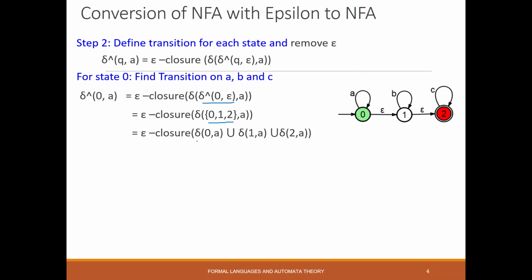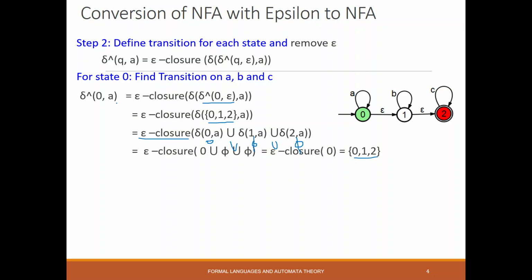In the given diagram, for delta of 0 comma a, is there any transition from 0 using input a? Yes, it goes to 0, so the answer is 0. For 1 comma a, there is no transition, so we can simply give it as null. And for 2 comma a, there is no transition, so we can simply add null here. So 0 union null, the answer is epsilon closure of 0, which is 0, 1, 2.